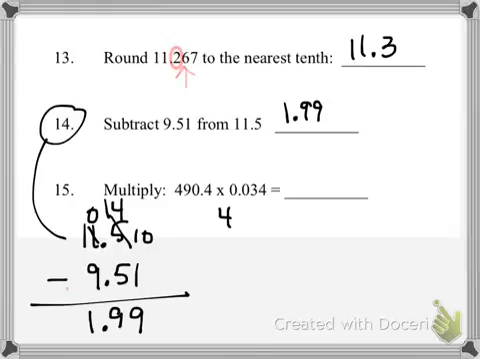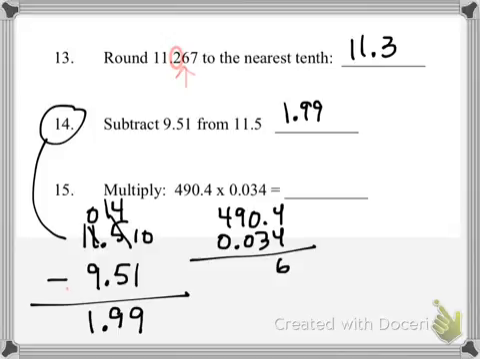With multiplying, you don't need to worry about lining up the decimals. You just need to multiply as if you were multiplying whole numbers together. You're going to be doing a lot of carrying over. 4 times 4 is 16. Carry over the 1. 4 times 0 is 0, plus 1 is 1. Bring that down. 4 times 9 is 36. You're going to carry over the 3. 4 times 4 is 16, plus 3 is 19.